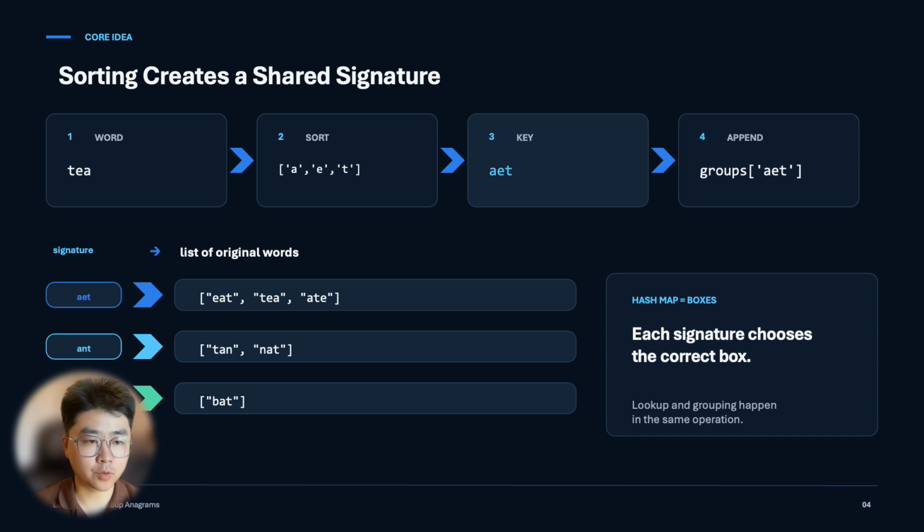The other important tool is the hash map. Let's take the word tea as an example. We sort its letters and turn them into A, E, and T, and use that signature as the key in our hash map. You can think of the hash map as a group of boxes, where each signature points to one box, and every word with the same signature goes into that box. So here the hash map is not only helping us find information, it is also helping us organize words into the correct groups.